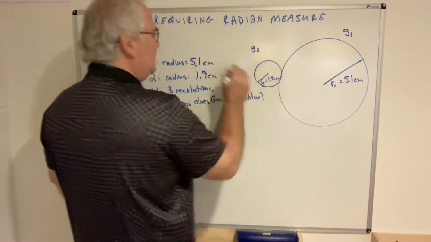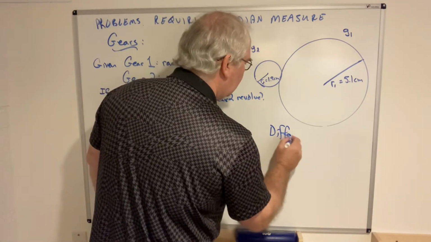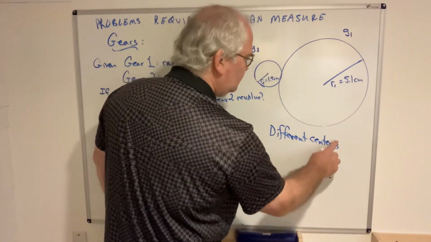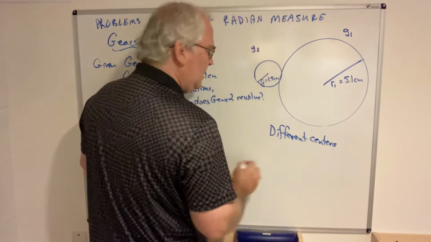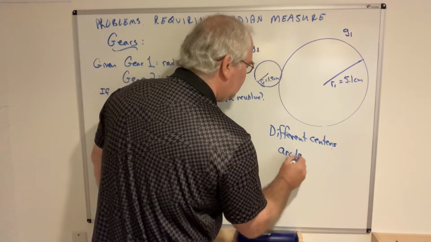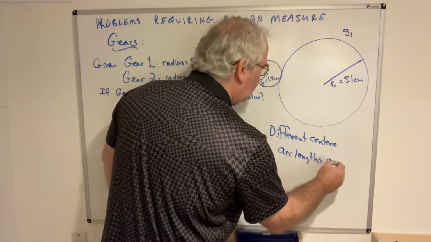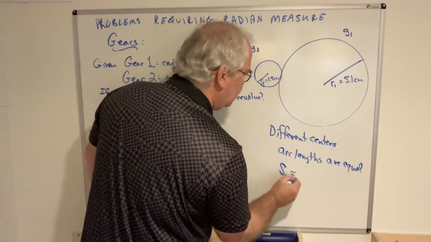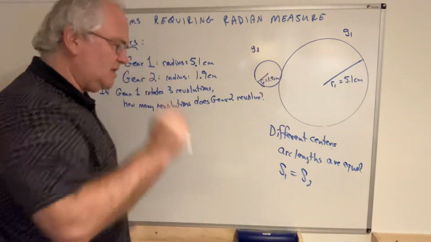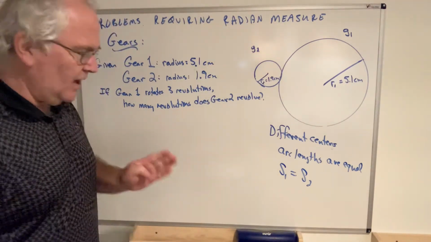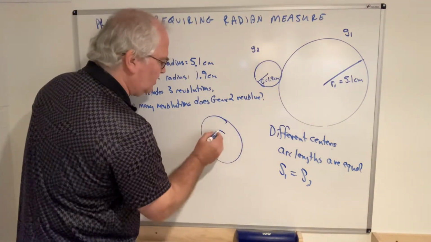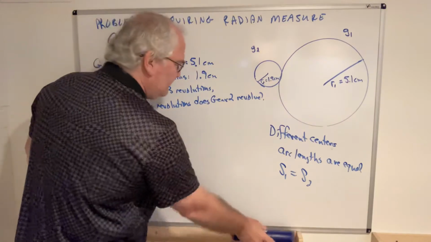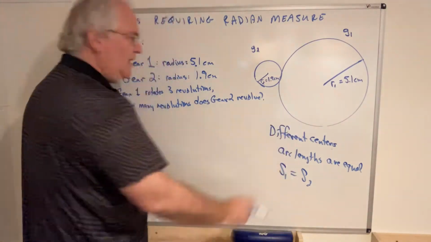So if we have different centers, then the arc lengths are equal. Or, to make it official here, arc length number 1 is equal to arc length number 2. If the centers are different, the arc lengths are equal. Later on, we're going to consider a scenario where we have 2 circles with the same center. A different rule comes into play there. If the centers are different, the arc lengths are equal.